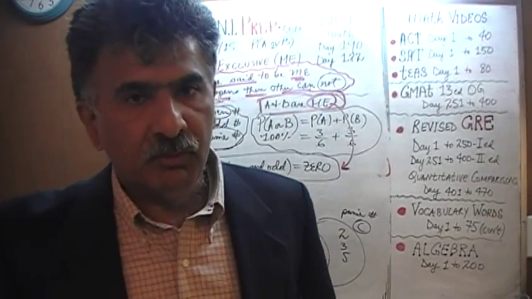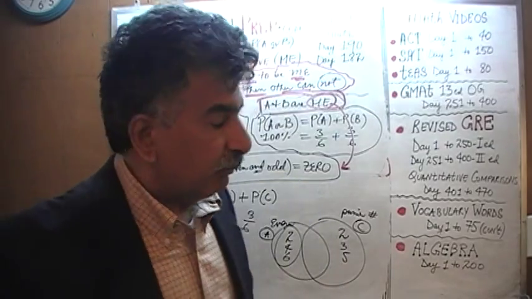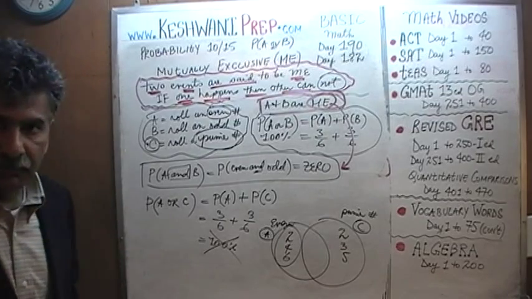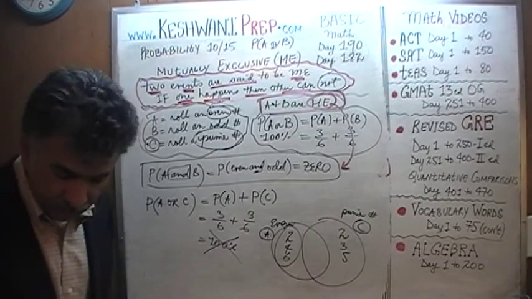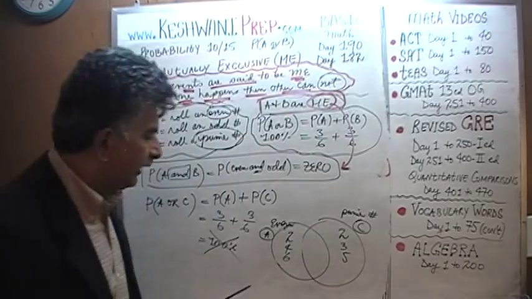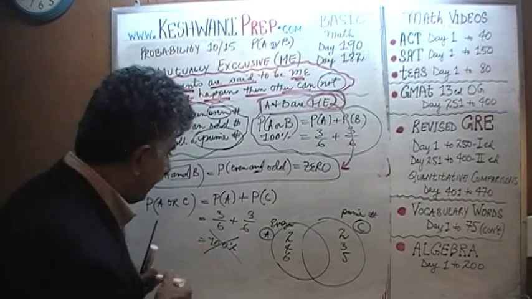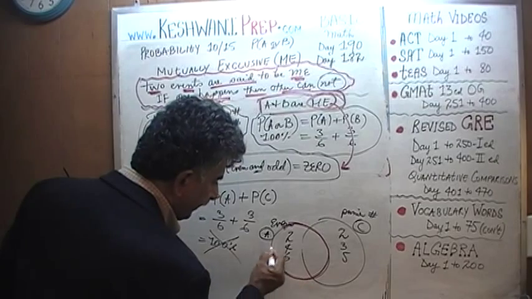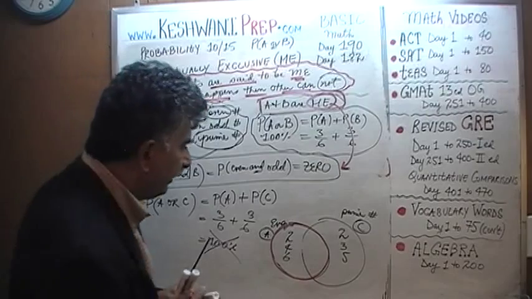It is not guaranteed 100% that if you roll a dice, the number that shows up is going to be either an even number or a prime number. It's not 100%. This is not correct. It's not correct because these two events, as you can clearly see, are not mutually exclusive. Just by looking at the pictures, you can tell. Why? Because they have an overlapping area.